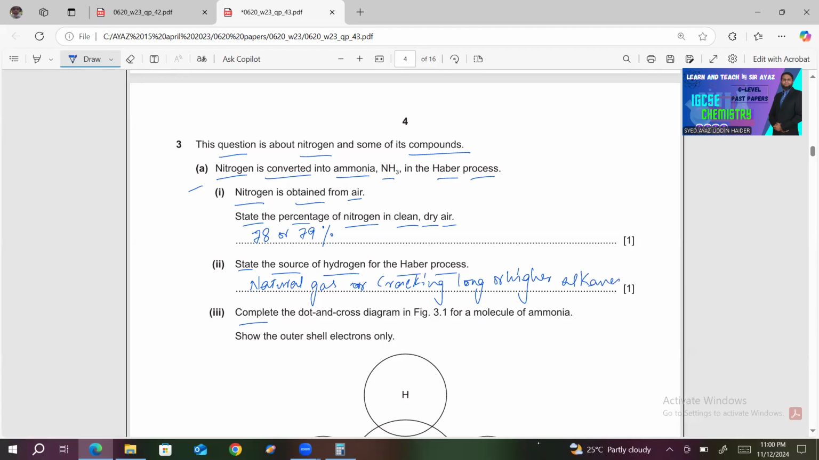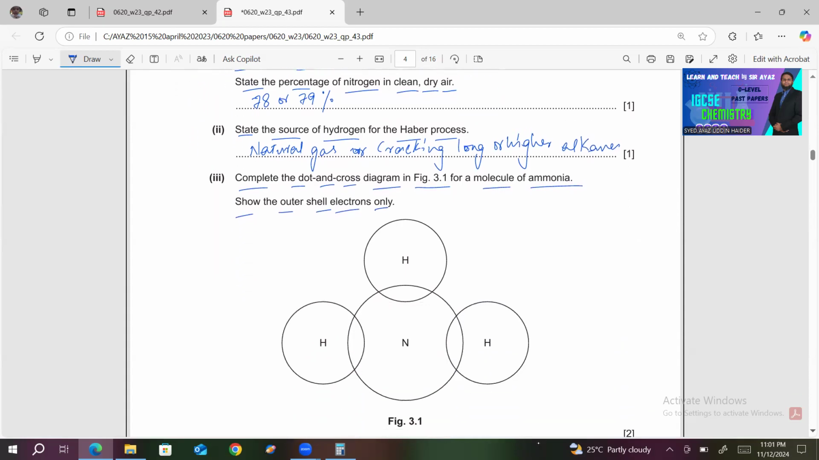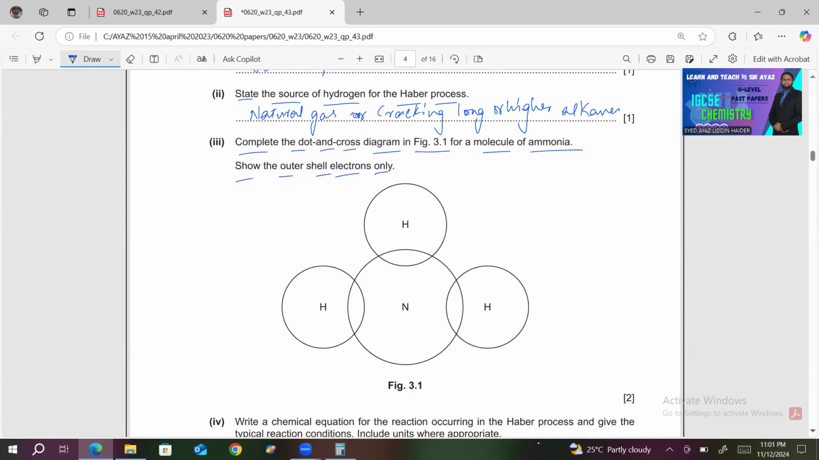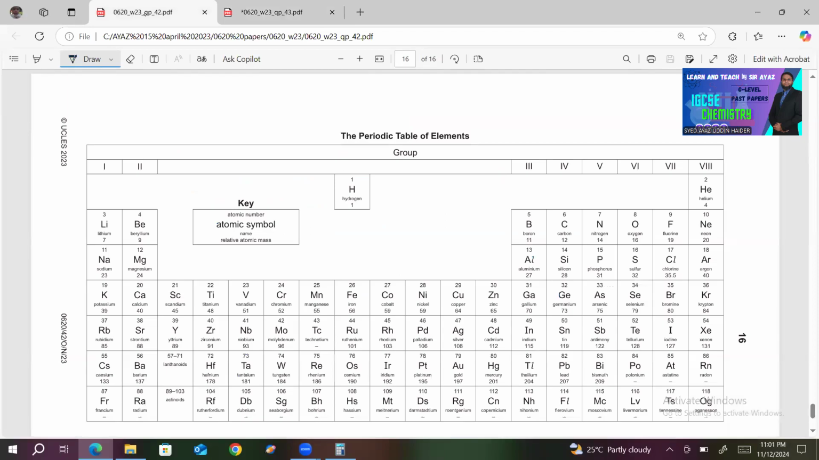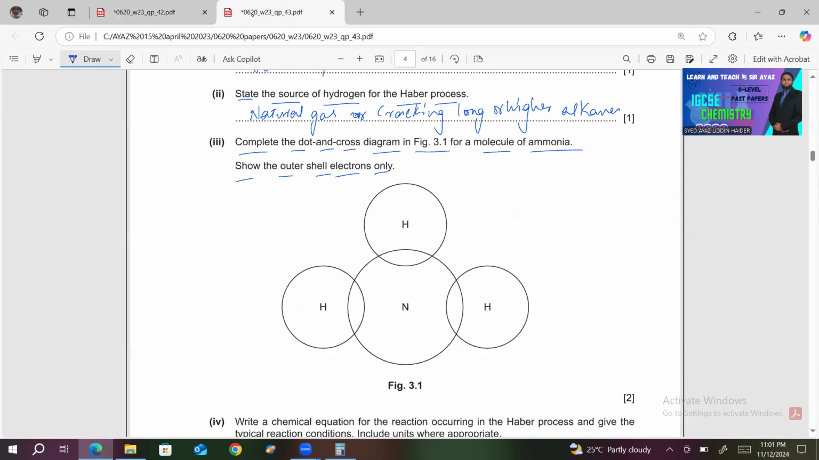Number 3, complete the dot and cross diagram in figure 3.1 for a molecule of ammonia. Show the outer shell electrons only. So nitrogen is attached to 3 hydrogen atoms. You know that the number of electrons in hydrogen is 1. Here is hydrogen. The number of electrons must be 1. Here is the proton number. What about nitrogen? The proton number of nitrogen is 7. It's in group 5, which means it must have 5 valence electrons. So for nitrogen and hydrogen, first of all, I'm going to show the valence electrons of hydrogen.